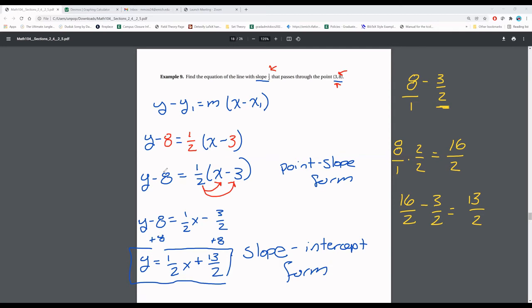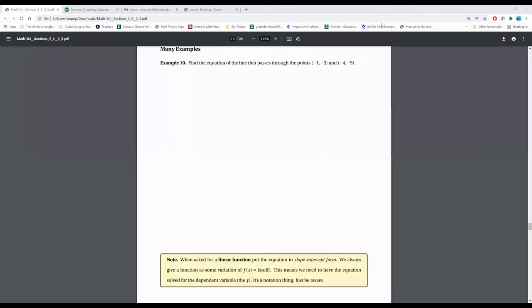These are both valid. And unless I ask for a specific form, either one would be fine. All right, we have another example here. It says find the equation of a line passing through these 2 points, the point negative 1, negative 3, and negative 4, negative 9.